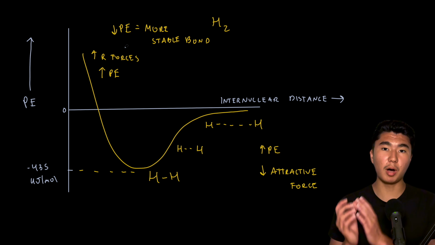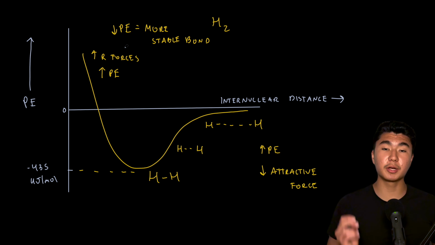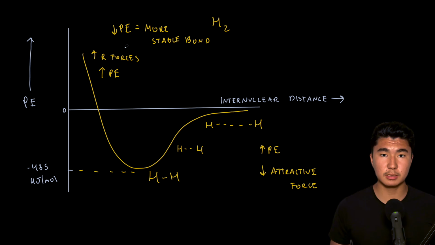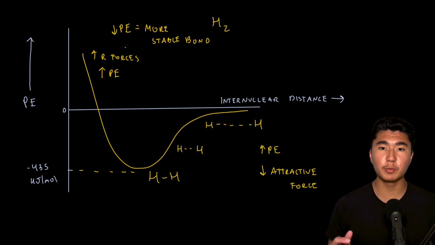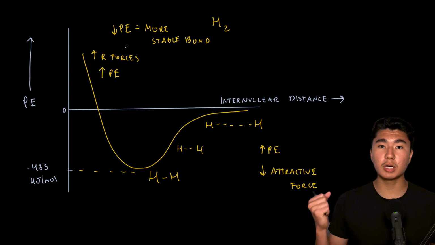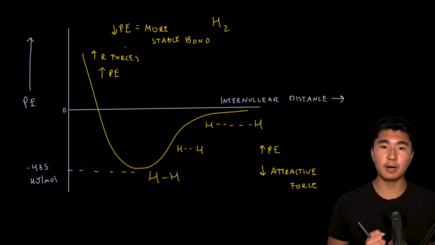And that is why the bonds with the least potential energy are going to be the most stable bonds. Because this is where we hit our sweet spot in which our repulsion forces and our attractive forces will balance out, creating a very stable bond.